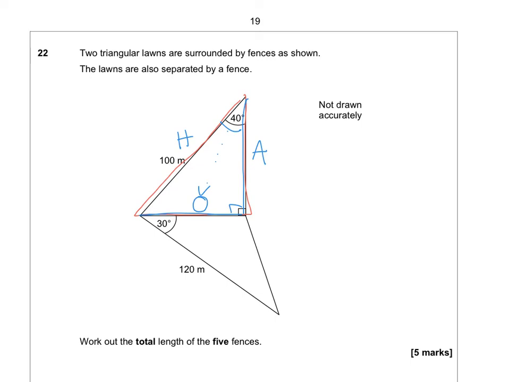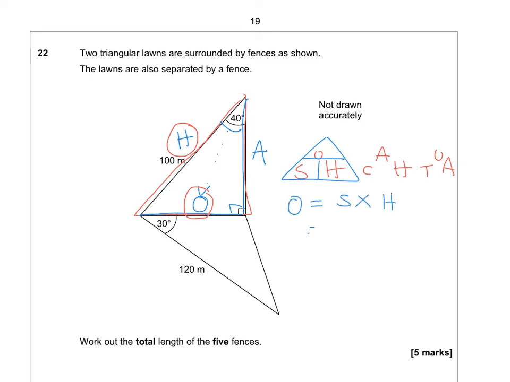Now, I'm going to first of all calculate the opposite. I'm going to use the hypotenuse of 100 metres. So if I look at my SOHCAHTOA triangles, the only one that's got O and H in it is this one over here. And I can say that the opposite is equal to S times H, or sine 40 multiplied by 100, which comes to this value here.